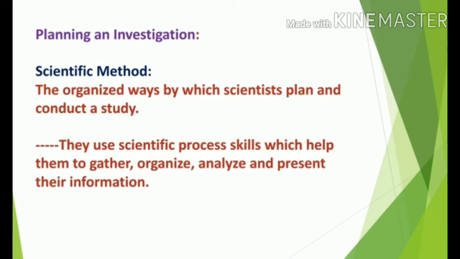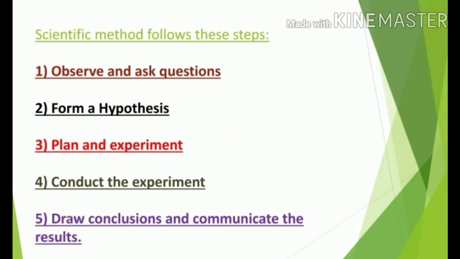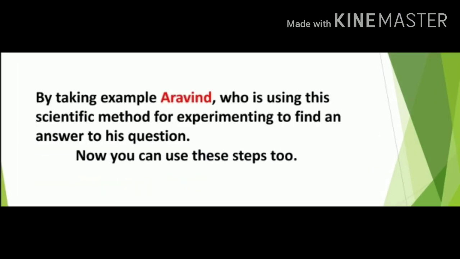They use some skills that are nothing but processing skills, which help them to gather, organize, analyze, and present the information which they want. Okay, the scientific method involves these steps: first step is observation and ask questions, second is form a hypothesis, third is plan an experiment, fourth is conduct an experiment, fifth is draw conclusions and communicate the results. Okay, these are the things in the scientific method.